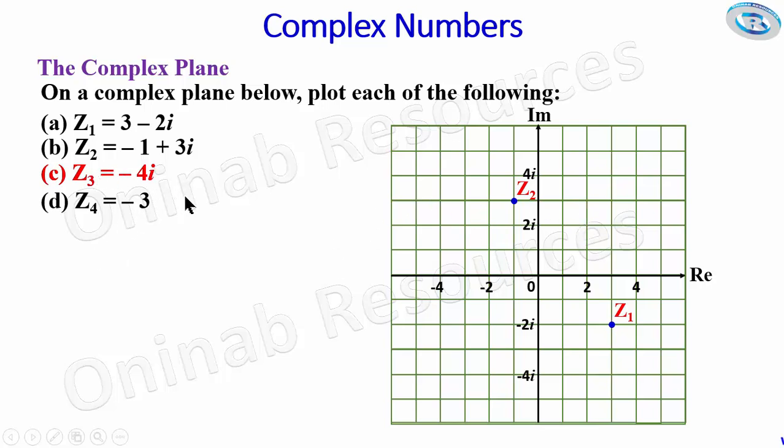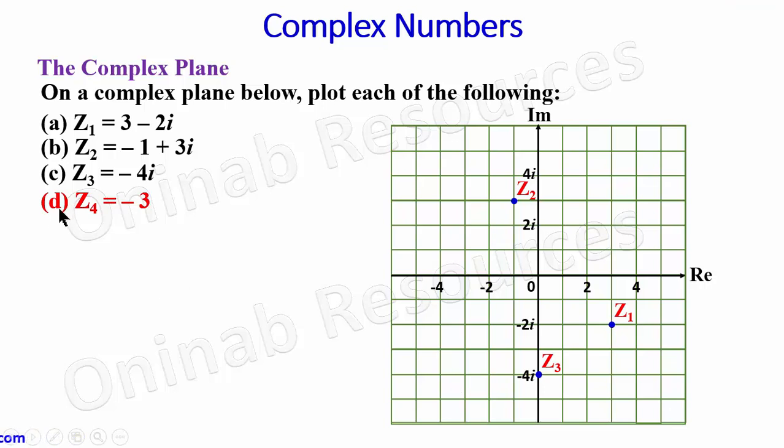Then for Z3, the real part here is 0. The Z3 can be written as 0 minus 4i, where the real part is 0 and the imaginary part is -4i. So where do we have the real part to be 0 in the Cartesian plane? It is the imaginary axis. And where we have the imaginary part to be -4 is this line. So we have the line here and their point of intersection is this. And that will give us the point Z3 on the complex plane.